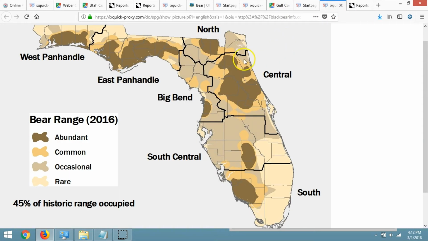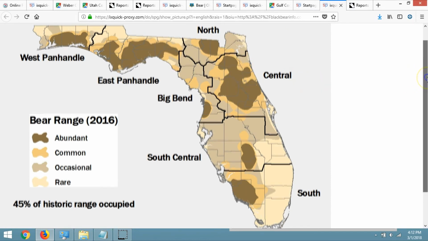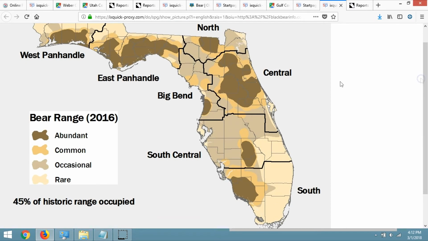Okay, bear range in Florida, bear habitat. According to this, it's fairly broad. It is on the upswing, I think. It says it's 45% of historic range occupied, so it's half what it used to be at one time, but this is 2016. They're saying it's abundant in these areas, so you could figure that maybe there's some Sasquatch there as well. I do know that there are sightings in these areas of Sasquatch. I think this is kind of vague, because some of these areas, you know, they're going to be towns, and you're not going to see a black bear wandering through them. Anyway, this is general range.